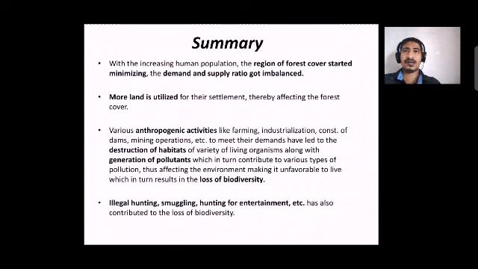First and foremost, they require a large amount of forest cover, for which the forest cover started diminishing, and the basic ratio of demand and supply gets imbalanced. More land is utilized for settlement, thereby affecting the forest cover. Various anthropogenic activities generate a large amount of pollution, destroy a large amount of habitat, and ultimately affect the biodiversity. Illegal hunting, smuggling, hunting for entertainment, etc., have also contributed to the loss of biodiversity.